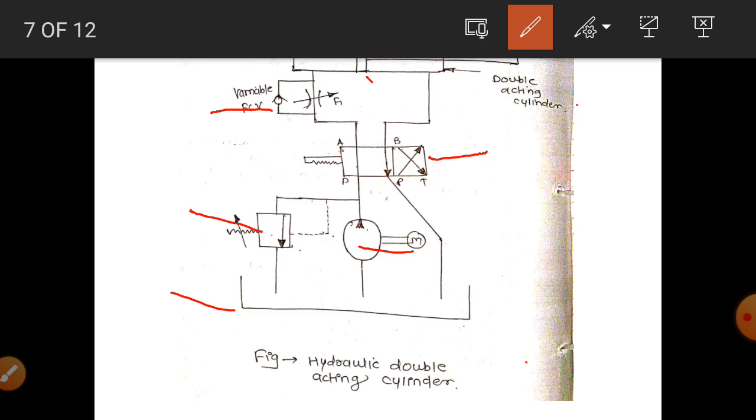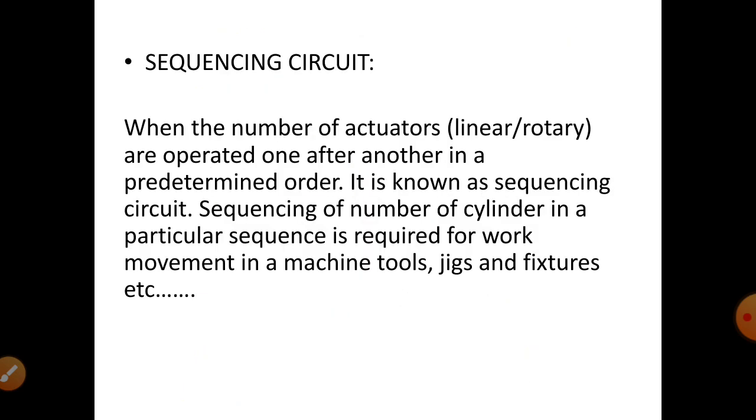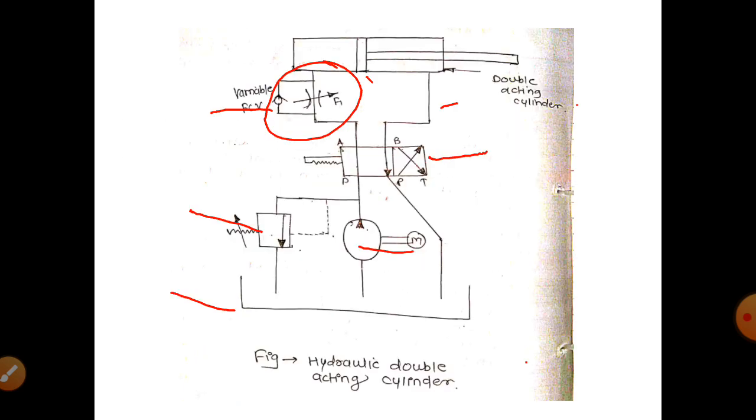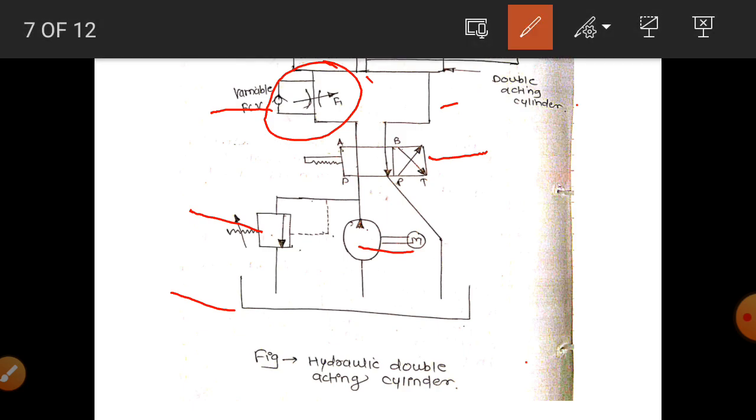This is the actuator, and this is the return line. So a flow control valve is mounted in a suction line. That type of circuit is known as a meter in circuit. There are three types of speed control circuit: meter in circuit, meter out circuit, and bleed off. First, we see the meter in circuit. We mount a flow control valve in the suction line, the inlet line. That's why it is known as a meter in circuit.